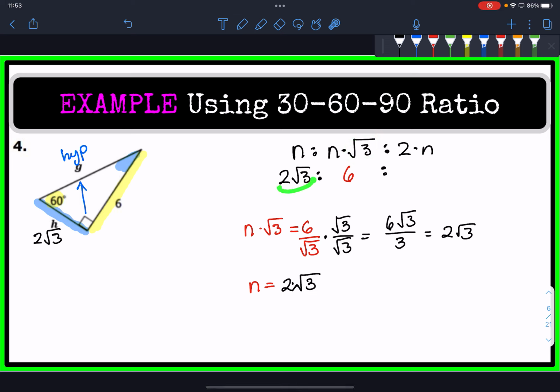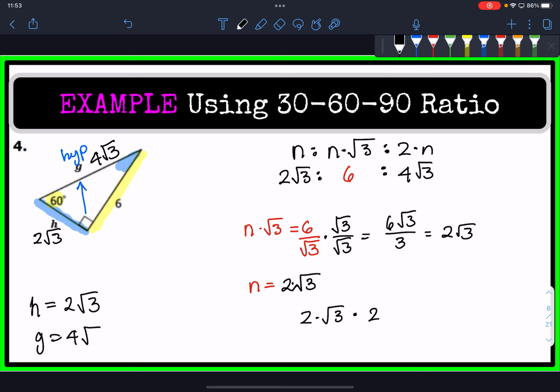And now that I know the shortest leg, I can multiply it by 2 to get the longest side, which is the hypotenuse. So multiplying 2 times the square root of 3 with this 2 right there multiplies the 2 and the 2 together, which is equal to 4. So 4 times the square root of 3. So those are the two values. H is 2 times the square root of 3, and G is equal to 4 times the square root of 3.